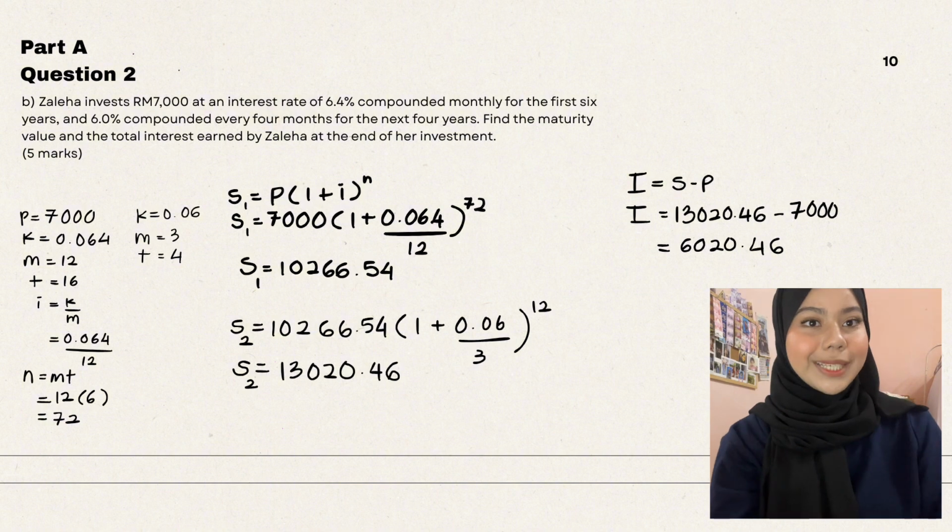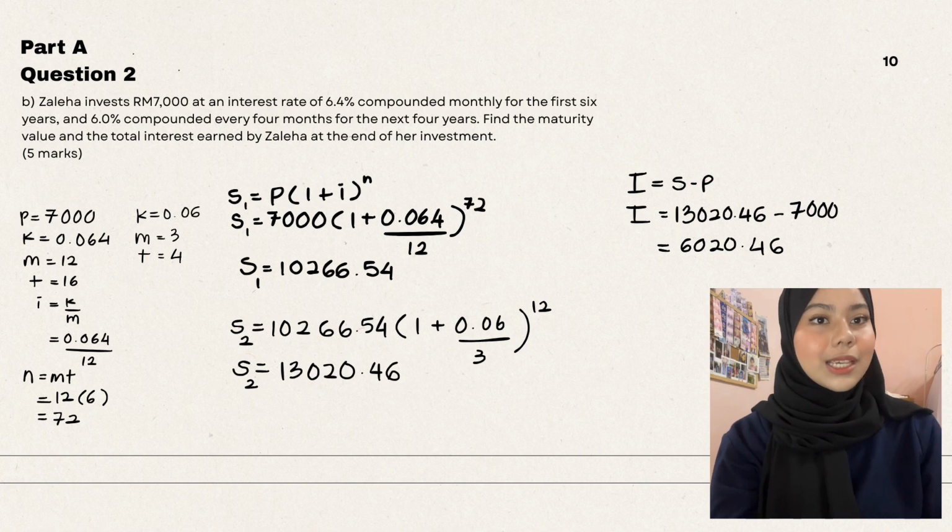Part A, question 2B. Zaleha invests 7,000 ringgit at an interest rate of 6.4% compounded monthly for the first 6 years and 6% compounded every 4 months for the next 4 years. Find the maturity value and the total interest earned by Zaleha at the end of her investment.